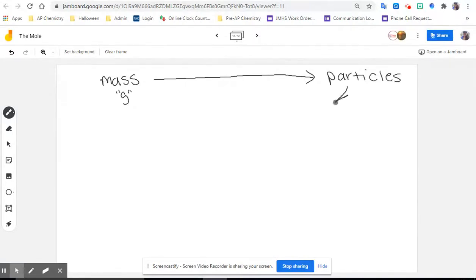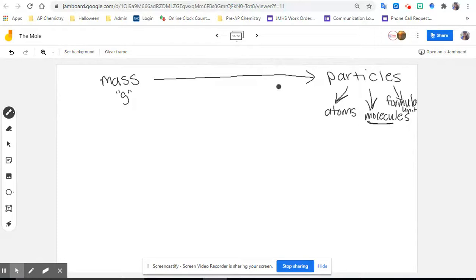Remember, particles are atoms. They can be molecules or they can be formula units, okay? And molecules and formula units look very similar in that they are talking about compounds, right? But we use molecules to describe your covalent ones and formula units for the ionic ones.